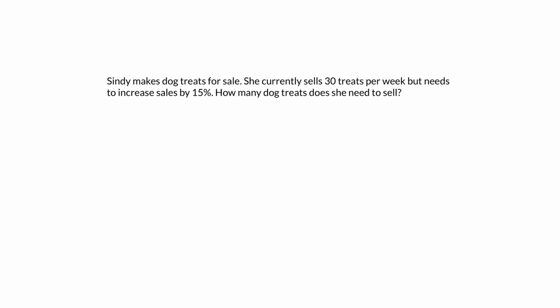In our last problem here, we have an example where Cindy is trying to increase the amount of dog treats that she is selling. So in this problem, instead of having two numbers where we're trying to calculate the percentage difference, here we have been given a percentage that we want to increase the amount by. So this comes back to what I was mentioning before. Remember that we always start at 100% of our original amount. So if she's currently selling 30 treats per week, then the 30 is currently 100% of her current sales.